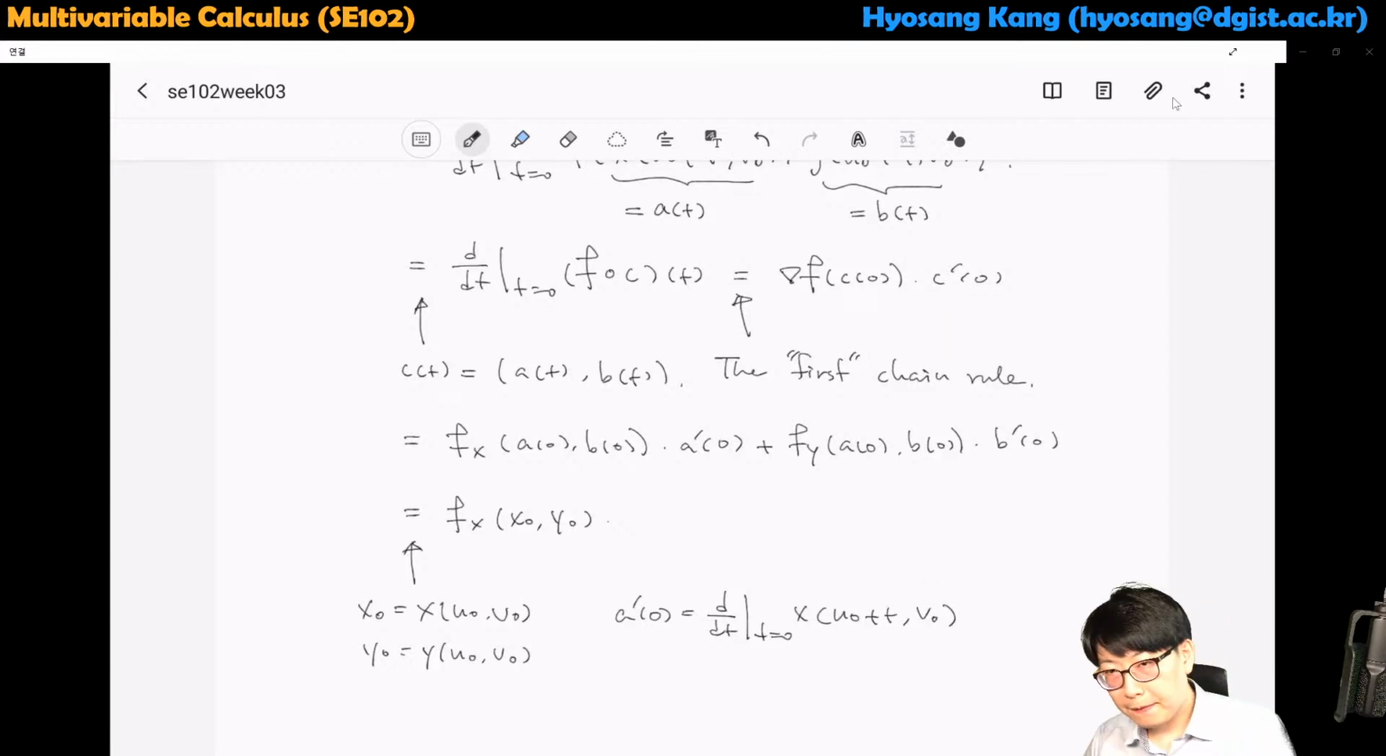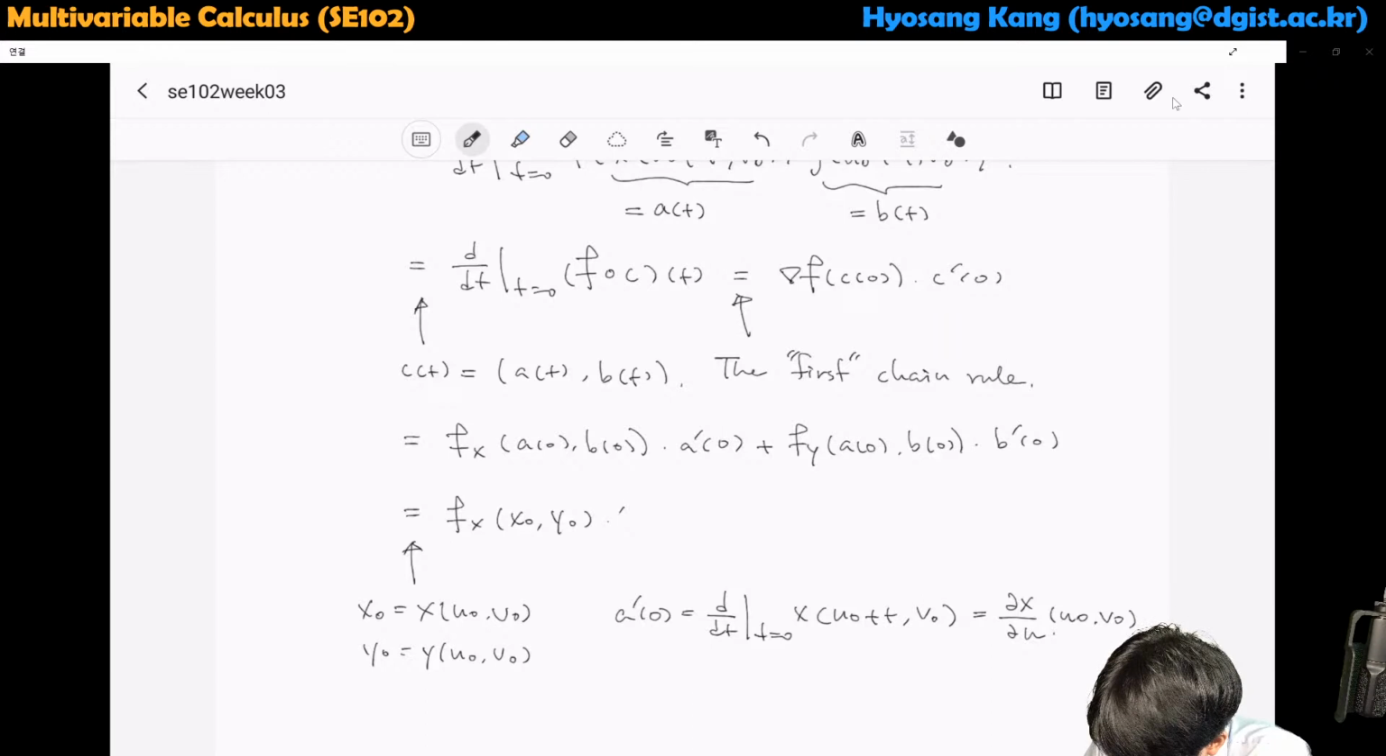Right? That's the definition of the partial derivative of x in terms of u, right? So we have dx/du at (u0, v0), so we have x_u of (u0, v0), and the same thing for the rest of the part. We have x0, y0 and x_v instead.